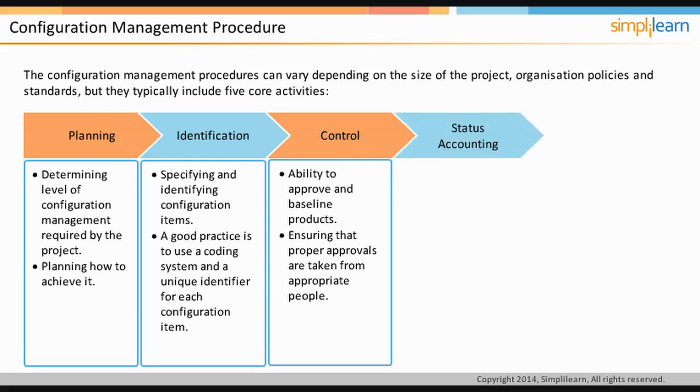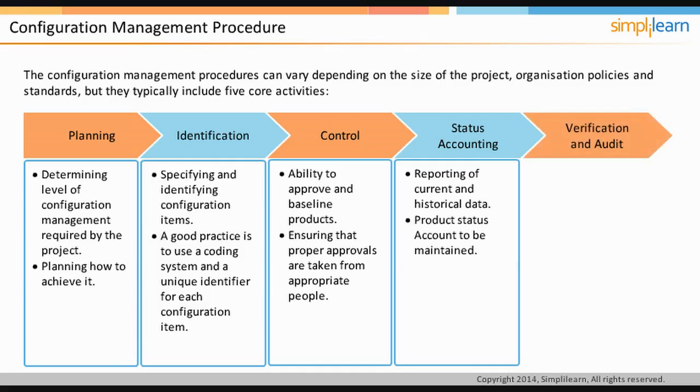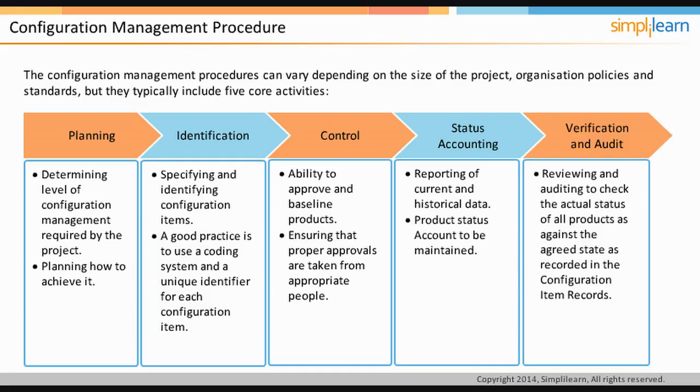The fourth step is status accounting. This is about reporting of all current and historical data concerning each product in the form of a product status account. The last step is verification and audit, which is a series of reviews and audits to check the actual status of all products as against the agreed state as recorded in the configuration item records. Configuration management strategy is also checked in this step. Let us look at other aspects of this strategy, especially related to issues and change control procedure, in the following screen.